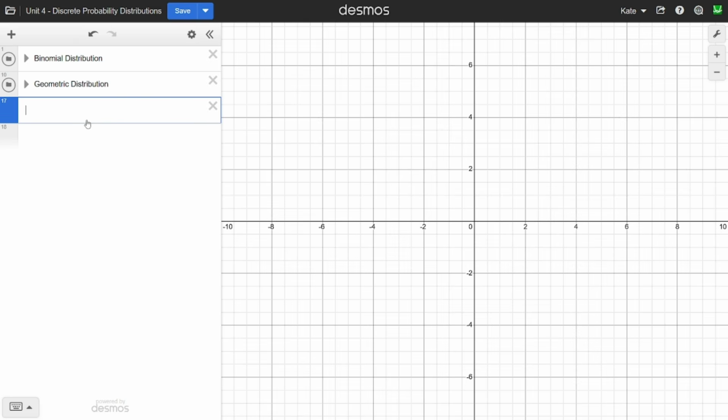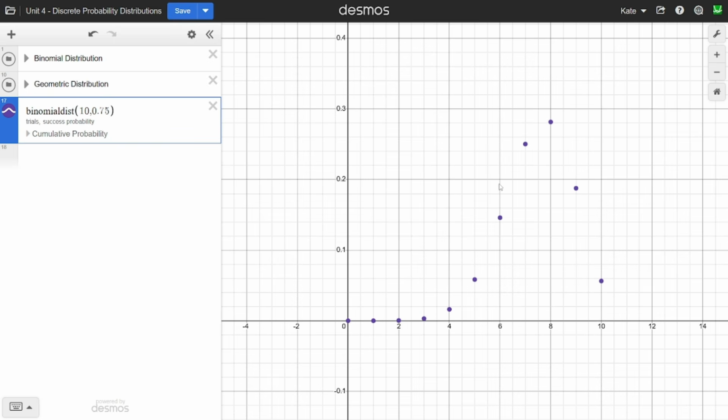First, for the binomial distribution, if you type in binomial dist and then you put in your number of trials, I'll go with 10, and your probability of success, say 0.75, you can then zoom fit to have the PDF appear on your screen. And here it is. You can click on any one of these dots and you will be given an ordered pair, where you have the x value and your y value is the probability of that many successes given these n trials and this p probability of success for each trial.